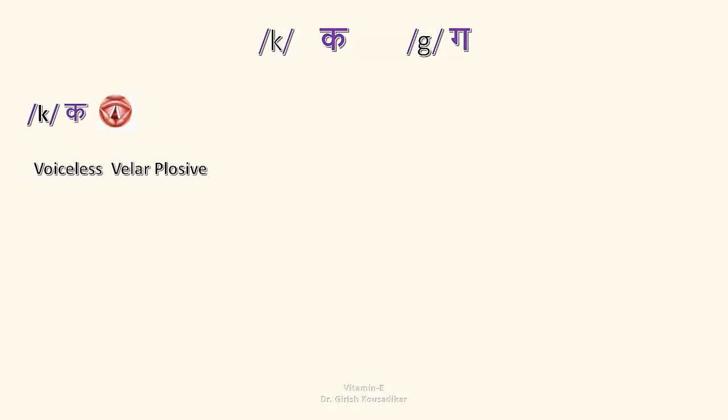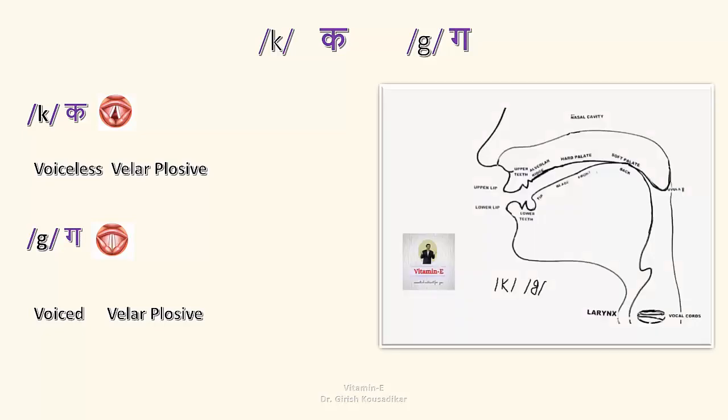Now lastly, k and g, which are termed velar plosives, we will see how these sounds are produced. K is a voiceless velar plosive. Velar means the back of the tongue touches the soft palate, causing some obstruction to the air, whereas g is voiced because the vocal cords vibrate. Now look at this video. You will get more clarity.